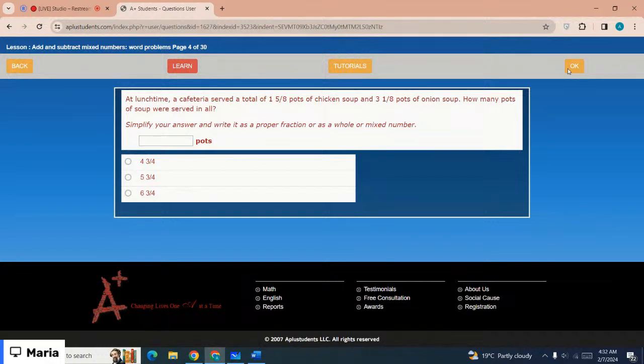The correct option is 3 plus 1 is 4. Yes, that is 4 whole 3 over 4. Option number 1 is the correct option. Very good.